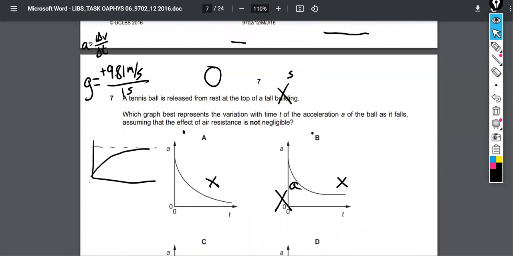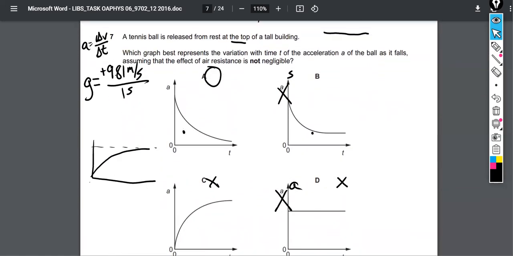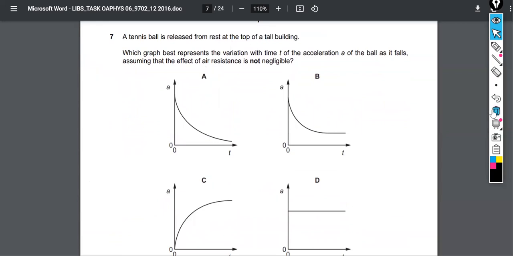Now on Earth, a tennis ball is released from rest at the top of a tall building. Note the language is slightly different. They could have said drop, that means released from rest. Here it's a little bit friendlier, reminding you the initial velocity is 0, it's released from rest. Which graph best represents the variation with time t of the acceleration A of the ball as it falls, assuming that the effective air resistance is not negligible.